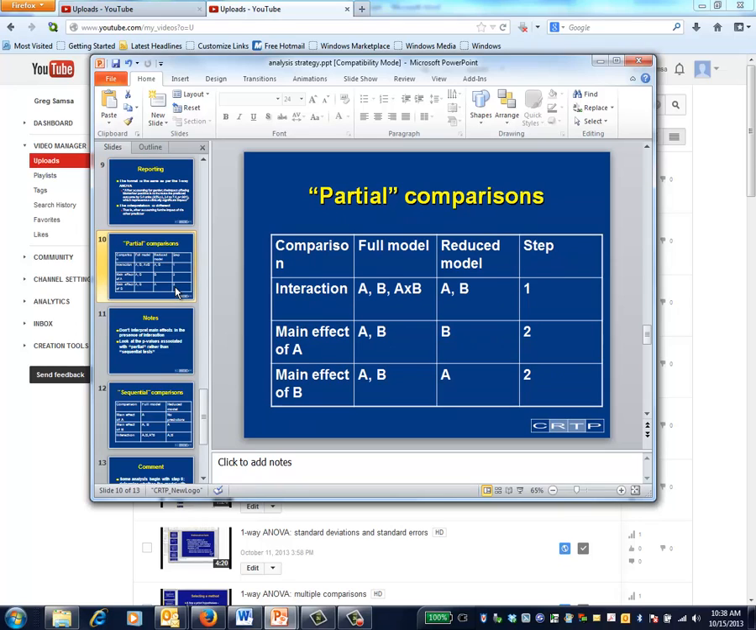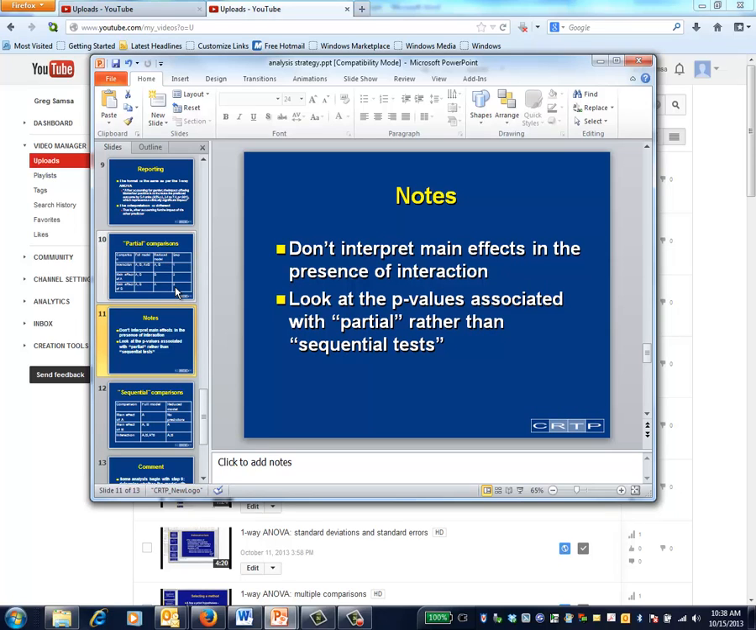This slide summarizes the tests that you want to perform. They're called partial tests. And this slide lists two caveats. First, it isn't a good idea to look at main effects in a model that contains interactions. Secondly, you should look at the p-values associated with partial rather than sequential tests. The next slide illustrates the difference.